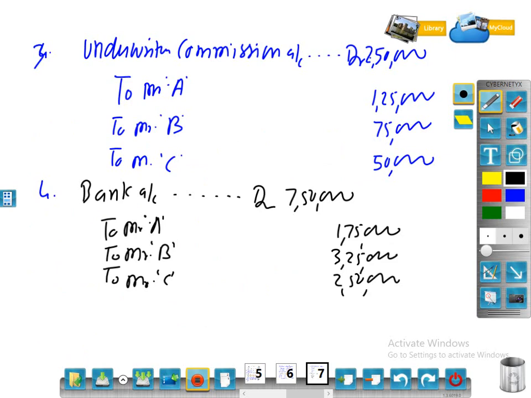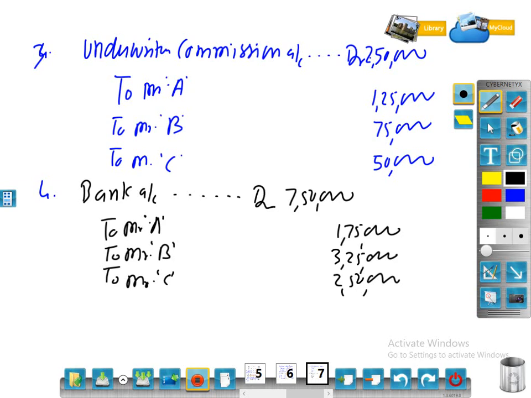If one partner receives and two others are payable, for example the company has to pay Mr. A and B, the journal entry would be Mr. A account debit, Mr. B account debit to bank. Here, from all three underwriters we have to receive money. So only one journal entry is required: bank account debit to underwriters.